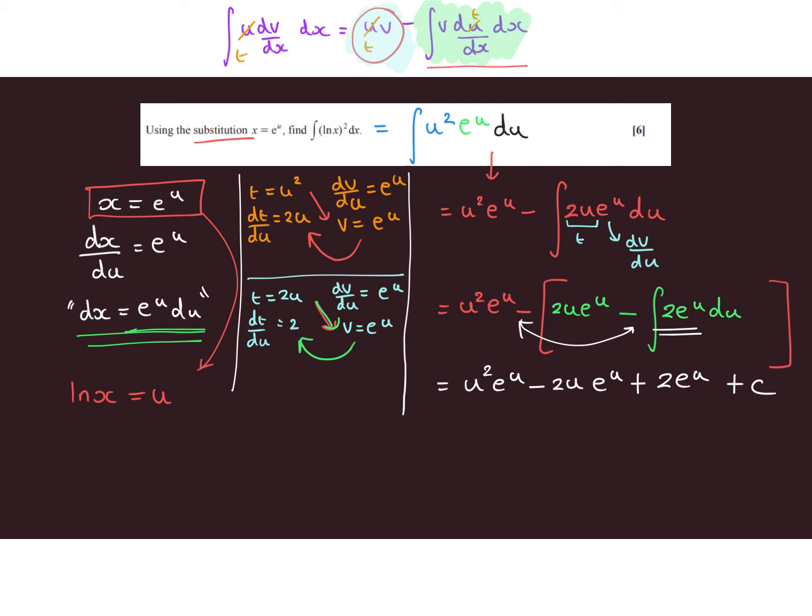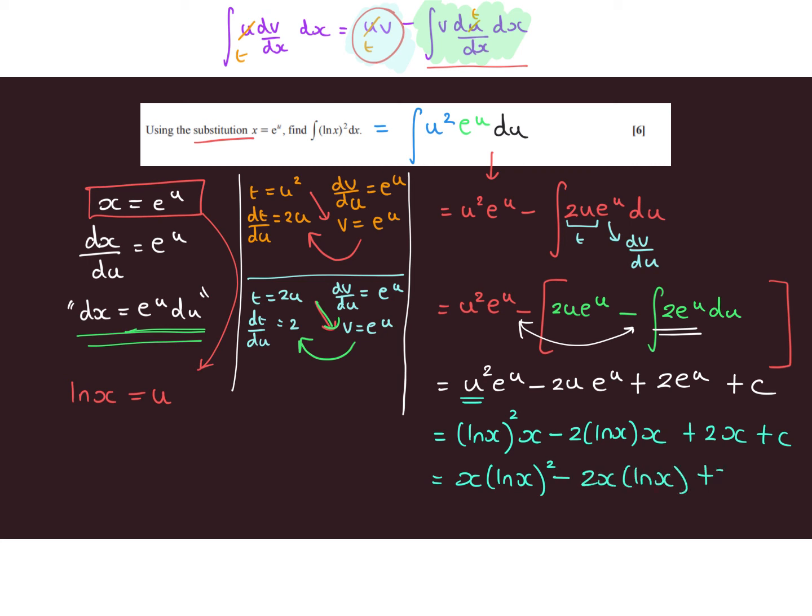Now, finishing this off, I have to substitute back in, so I replace anything that's in terms of u back in terms of x. So if you recall, u is equal to ln of x, so this is ln of x squared, e to the u is just x, minus 2 ln of x times x, plus 2x plus c. And I think just for tidiness sake, I'm going to write this as x bracket ln x squared minus 2x ln x plus 2x plus a constant.